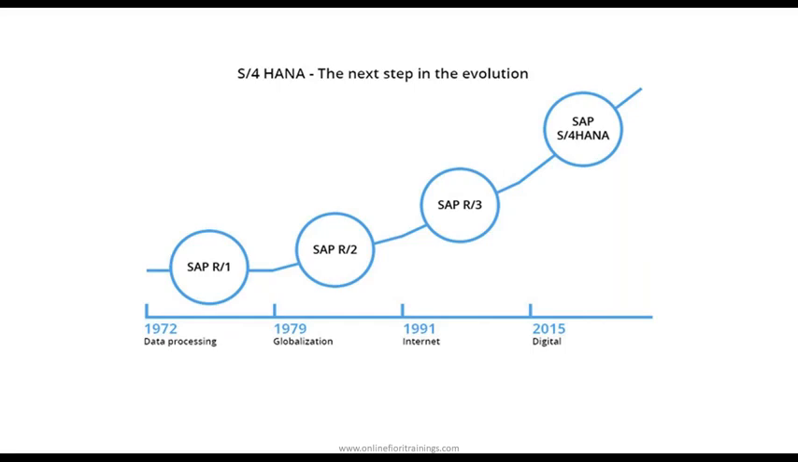When we look at the S, it means simplification. So what has been simplified? The overall architecture has been simplified. What else has been simplified? Data models. What is a data model? Your database tables. If you look at an ERP system of type Business Suite, there is a humongous number of database tables. And why is that so?